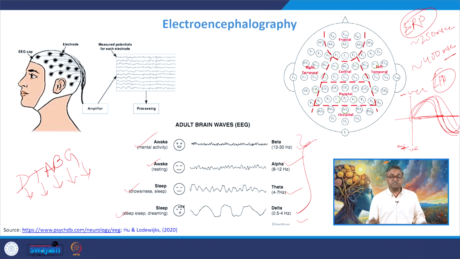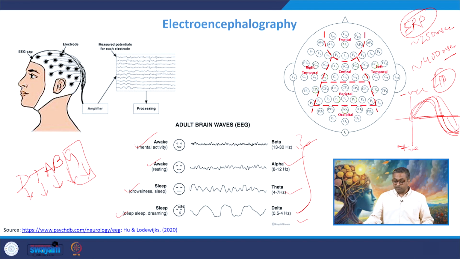Above 30 hertz are the gamma wave patterns, which are being studied but are not of prime concern. But these three wave patterns researchers have been studying, and several studies have talked about the gender differences, the cultural differences, and the literacy-illiteracy effect using these different wave patterns.